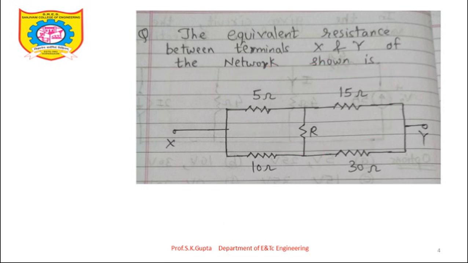Okay, so what is the concept? Whenever you see the bridge, you should check whether the bridge is balanced or not. If the bridge is balanced, this resistance has no effect. If the bridge is unbalanced, that means the opposite branch product is not the same, then you have to convert the star network into delta network and get the series parallel combination.